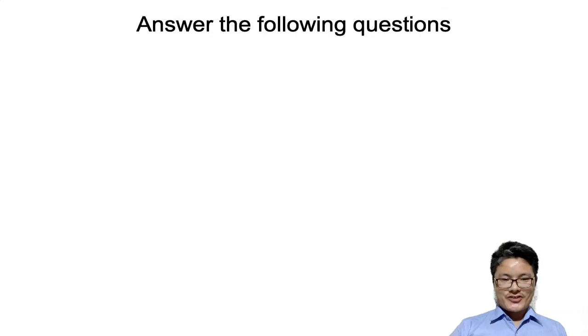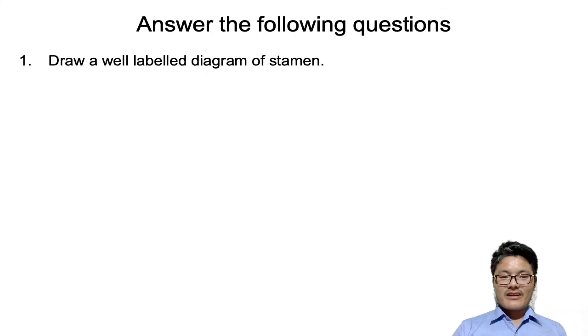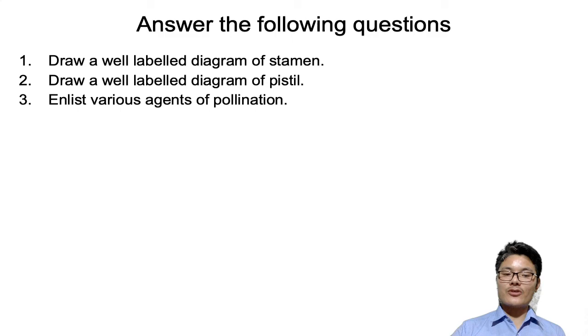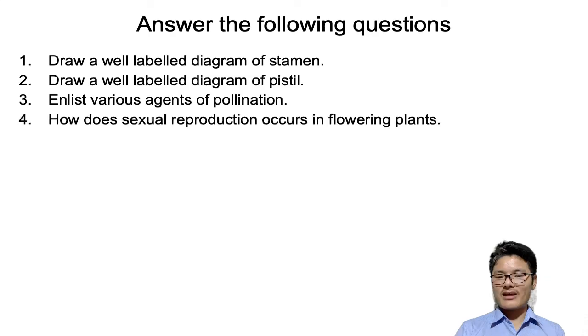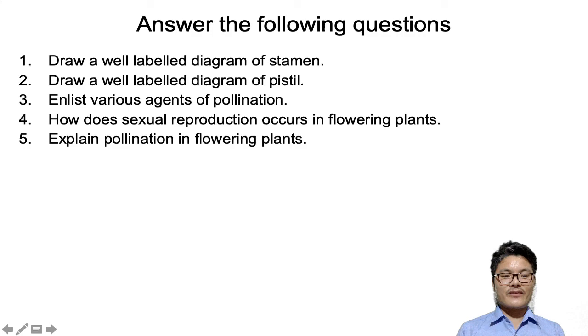So you'll be drawing diagrams of different parts. The first question asks you to draw a well-labeled diagram of a stamen. The second question is for you to draw a well-labeled diagram of a pistil, and the third question is for you to enlist various agents of pollination, and the fourth question asks you to give reasons. I should put a question mark here, sorry for this. So how does sexual reproduction occur in flowering plants? And the fifth question asks you to explain pollination in flowering plants.